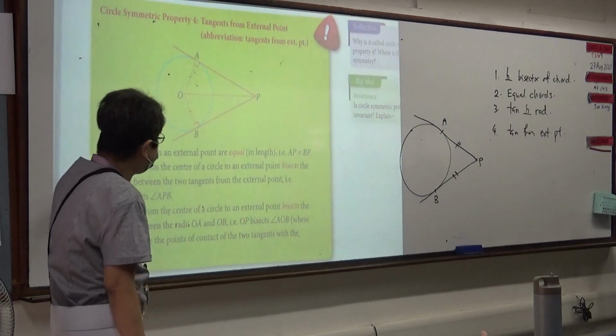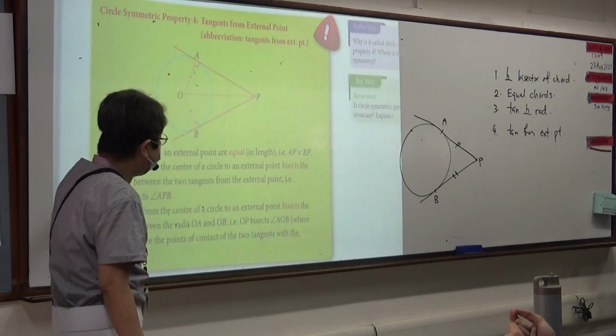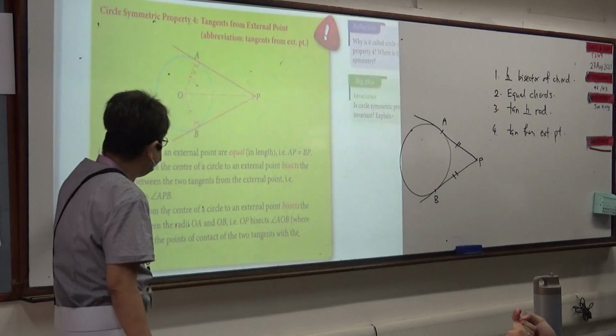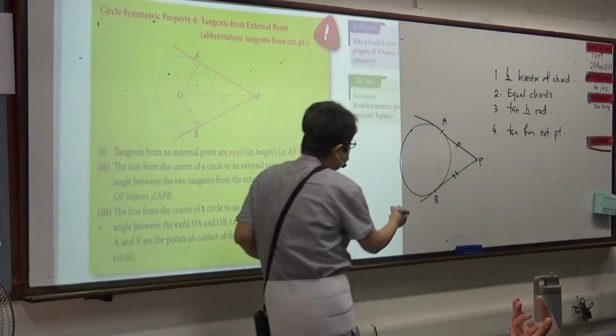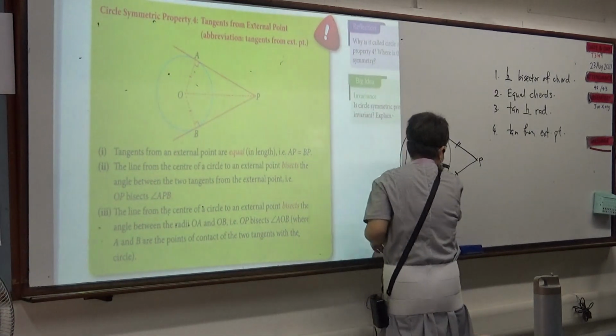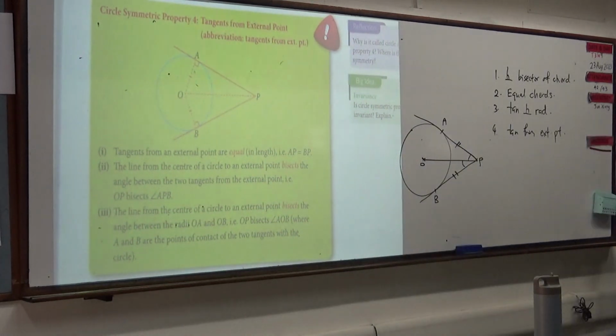The line from the center of the circle to the external point bisects the angle between the two tangents from the external point. That is, OP bisects angle APB. That means you have the center here. You draw this line. This angle is equal to this angle. Understand what I'm talking about?